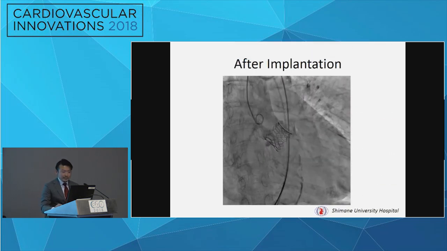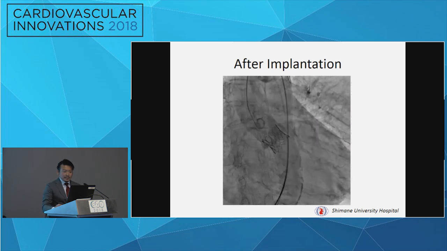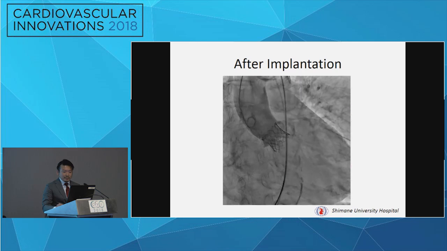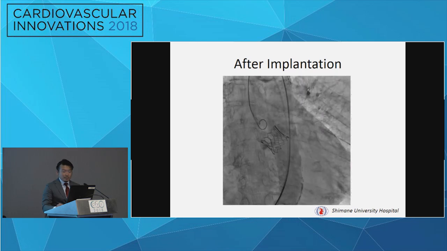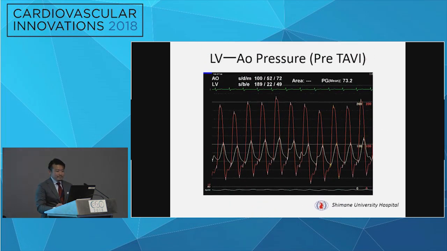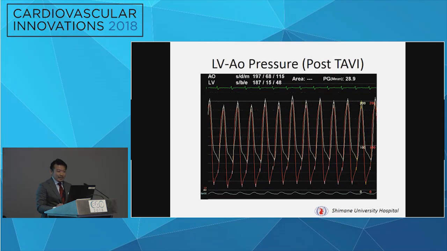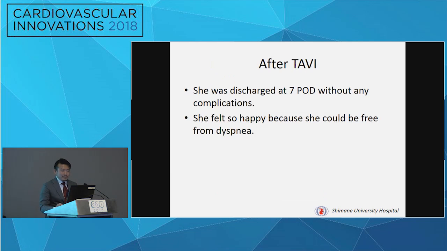After that, there was trivial perivalvular leakage, no transvalvular leakage. So we finished the procedure. Hemodynamics improved. After TAVI, she was discharged at 7 POD without any complications. She felt so happy because she was free from dyspnea.